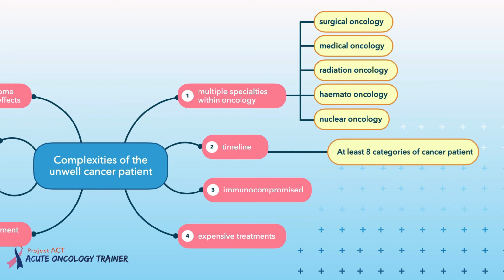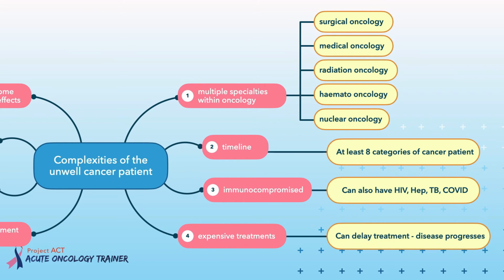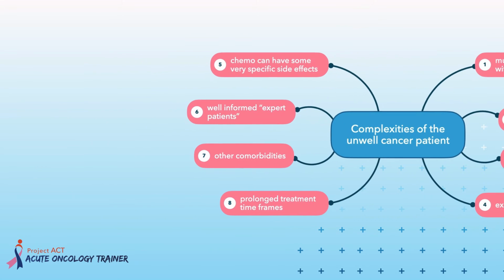Oncology patients are frequently immunocompromised, therefore need combination antibiotics and for longer duration. Oncology patients may also have other conditions such as HIV, hepatitis, uncommon viral infections or fungal infections. Cancer treatments are expensive, and treatment may be delayed, awaiting funding or insurer clearances.